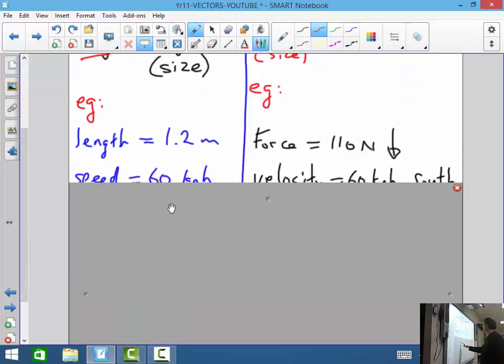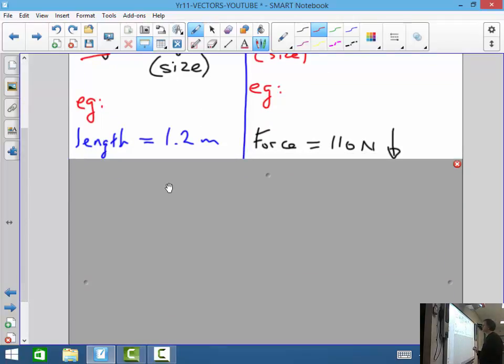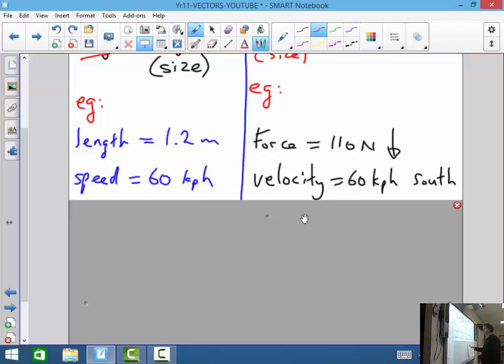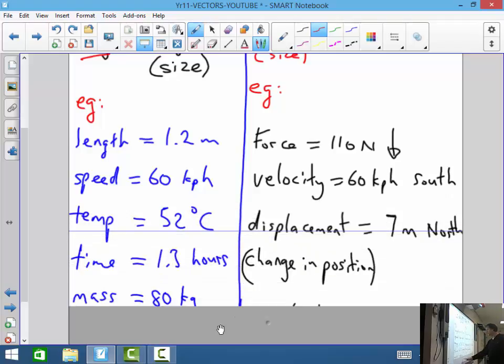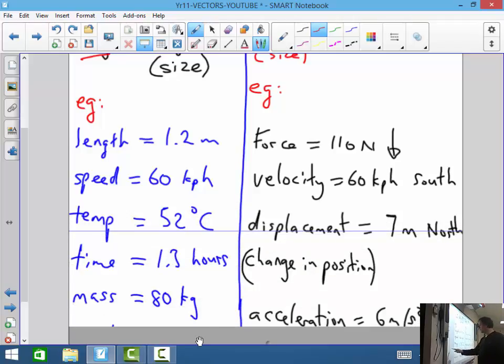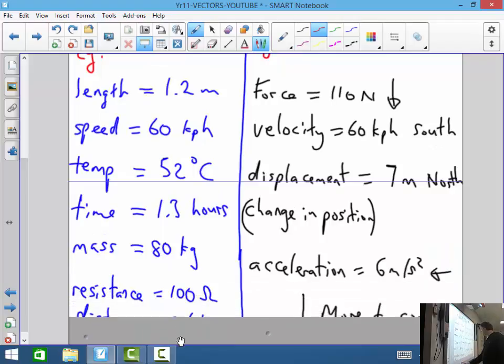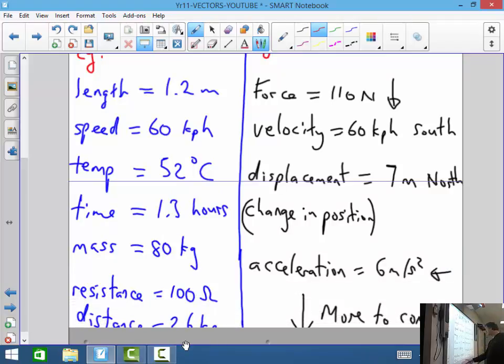There are a few examples that we discussed very briefly in term 1. You could have just the length of the table being 1.2 metres, it didn't really matter which direction that was in, whereas a force might be acting downwards, so that was a vector quantity. Speed on a car is only 60 kilometres per hour with no direction, whereas a velocity would quote a direction as well, in this case south. Temperature, time and mass are scalar quantities, as are resistance in a circuit and the distance travelled. Whereas acceleration has a direction, displacement has a direction, and there are several others, such as gravitational forces and gravitational fields.